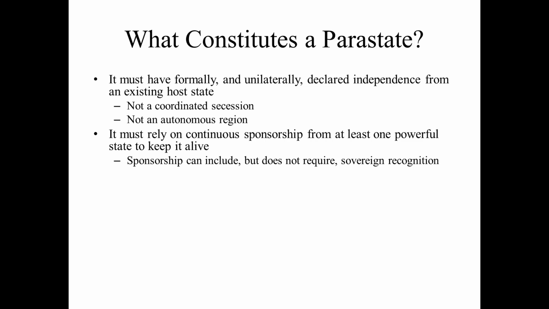Now, sponsorship can include, but does not require, sovereign recognition. Some parastates are recognized by their sponsor countries. The United States recognizes Kosovo. Turkey recognizes northern Cyprus. Russia recognizes Abkhazia. Okay. There are some parastates that don't need recognition just simply because the host state that they break away from has been too weak to really do anything about it. And that's usually like Somaliland or Transnistria or something like that. Suffice to say, right, sponsorship is necessary.